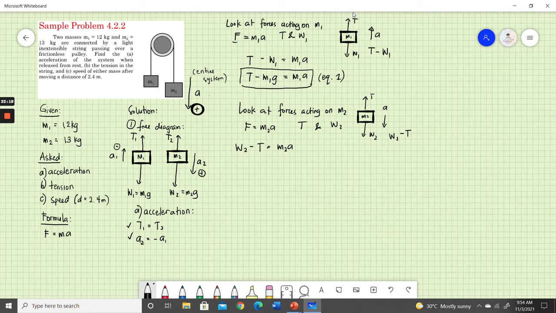Now we can switch this to M2g minus T equals M2A. Now let's rearrange this equation so that T is equal to, basically, M2g minus M2A.